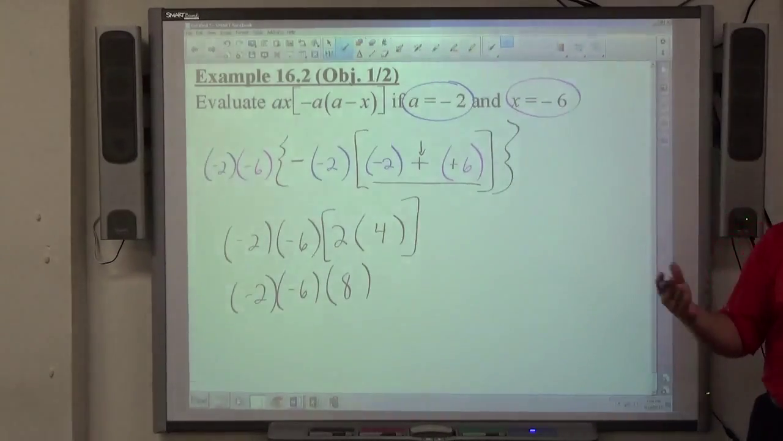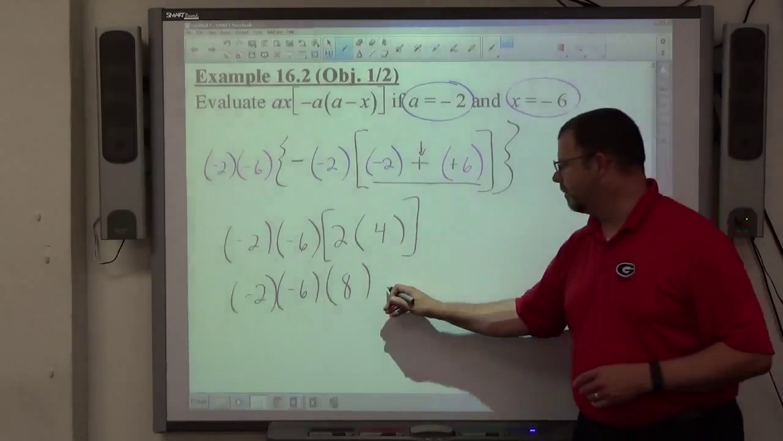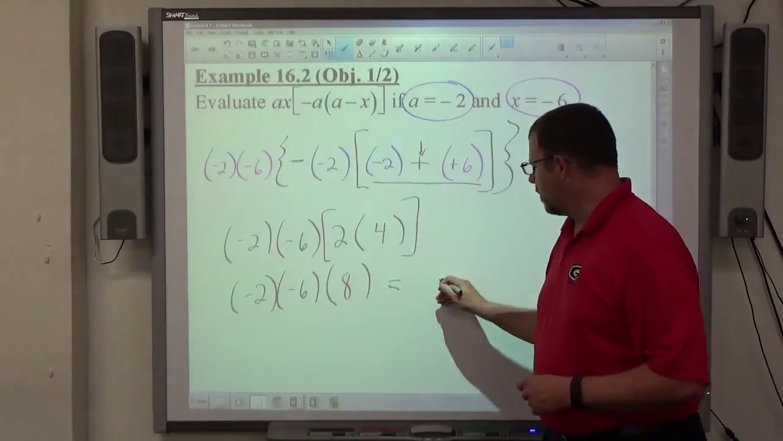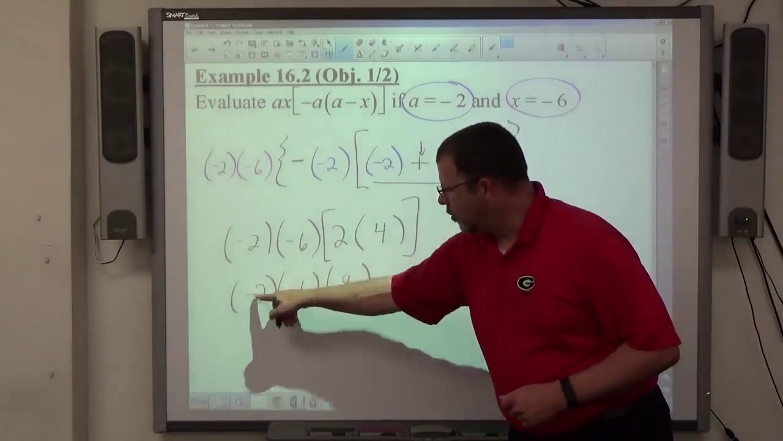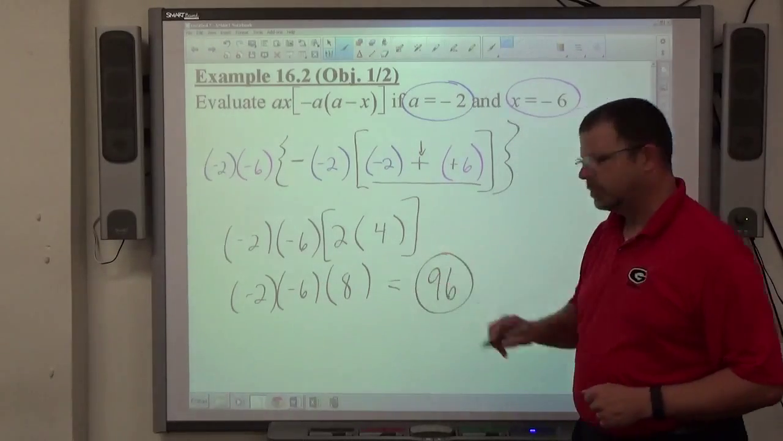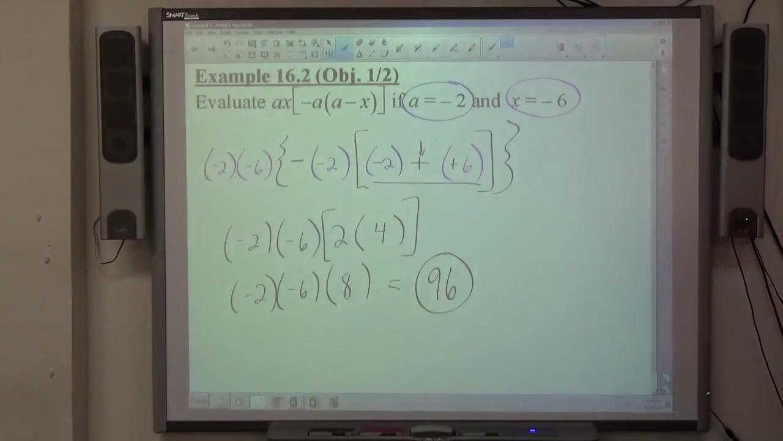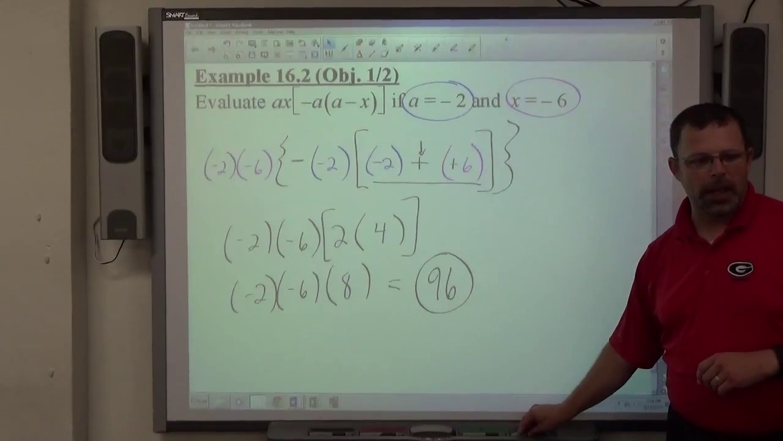And finally, now it's just a multiplication problem. All three things being multiplied. 2 times 6 is 12, times 8 is 96. 2 negatives make a positive. And when you get to the multiplication step, same sign positive, different signs negative. With multiple numbers, even number of negatives positive, odd number of negatives is negative. So positive 96 would be the answer to that one.